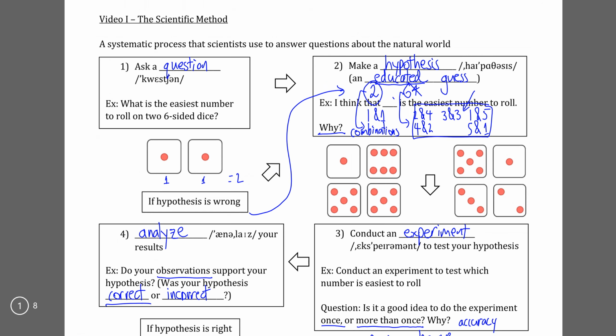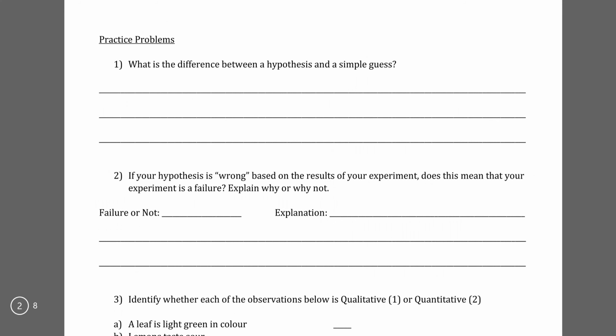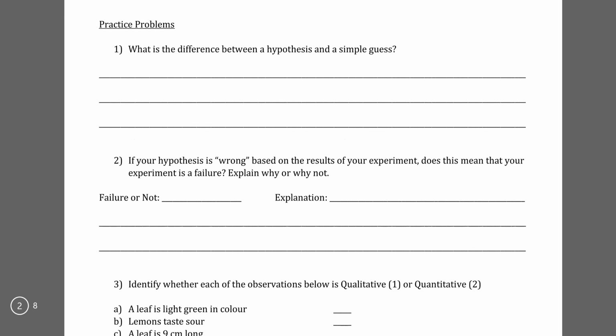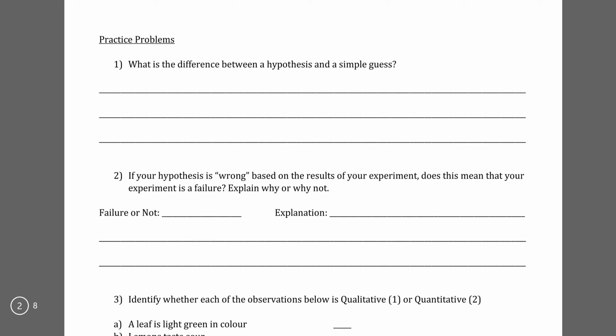In the next video, we're going to look at the subject of variables, that being parts of an experiment that change during the experiment. So until then, to make sure that you are familiar with the scientific method, you can try these practice questions here. These are relatively simple. Do you know the difference between a hypothesis and a guess? And can you tell the difference between qualitative and quantitative observations?